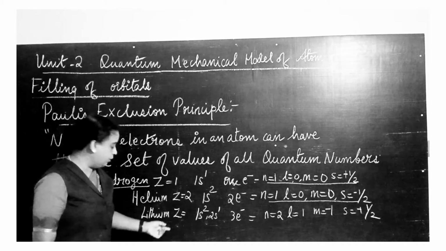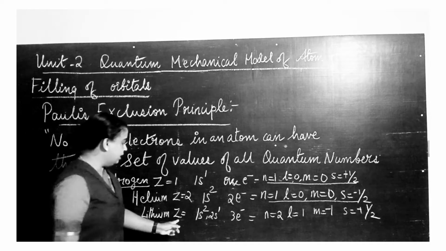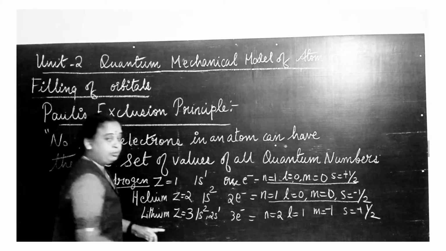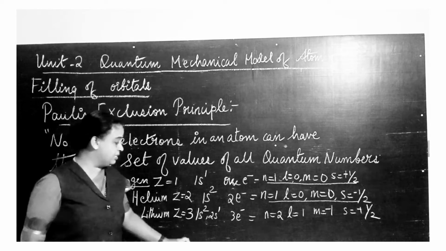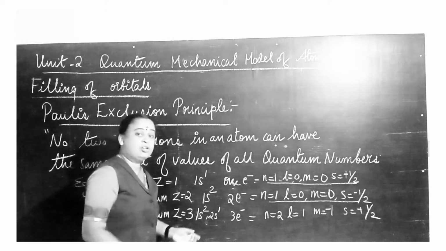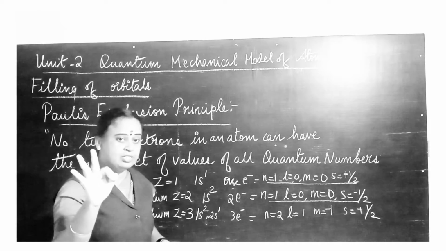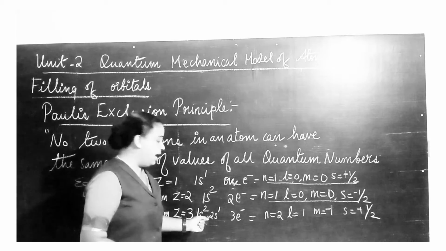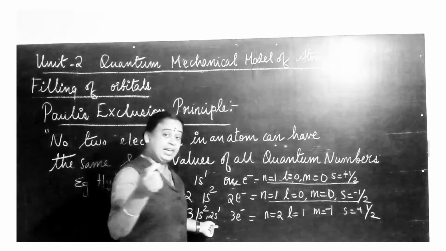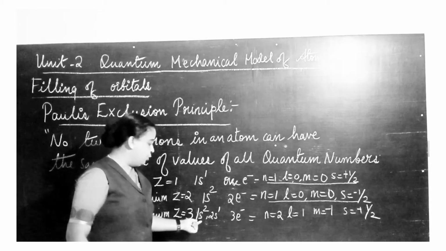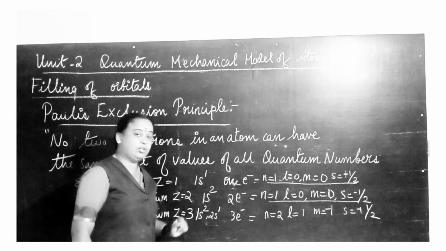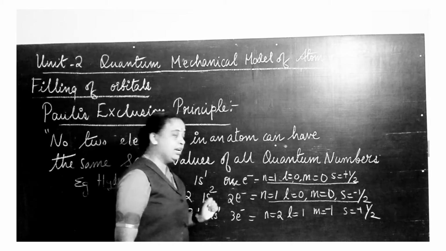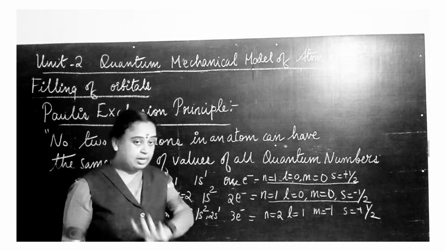Now lithium. When you go to lithium, the atomic number Z is 3. So how many electrons? 3 electrons are there. Where are these 3 electrons accommodated? 2 electrons are accommodated in the first shell s orbital, and another 1 electron is accommodated in the second shell s orbital. Likewise, 3 electrons are there.